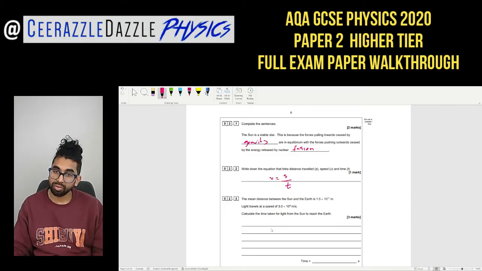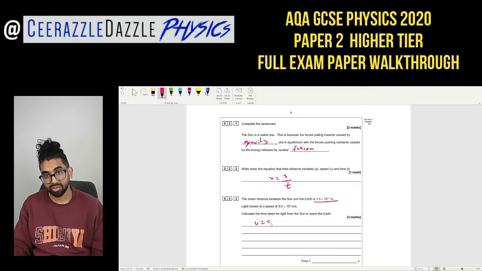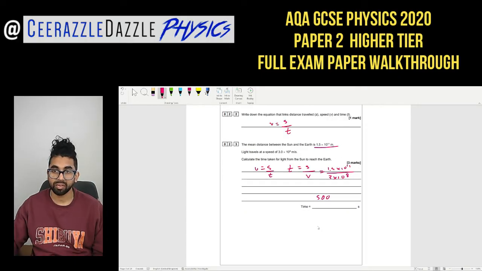Next one, 3.2. The mean distance between the sun and the earth is 1.5 times by 10 to the power 11 meters. Calculate the time taken. So we know that v is equal to s divided by t. Therefore, rearranging it, t is equal to s divided by v. The distance 1.5 times by 10 to the power of 11 divided by the velocity 3 times by 10 to the 8 over here. I'm getting the time equal to 500 seconds. So the answer is 500 here.